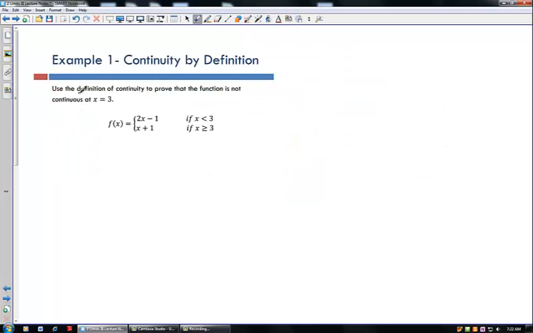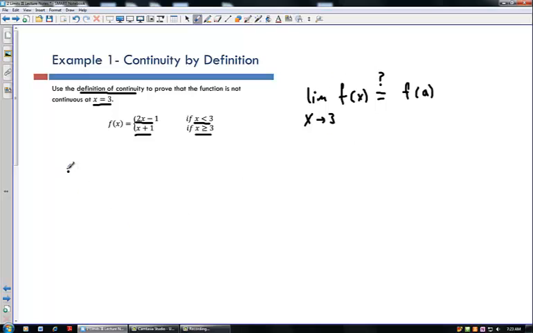Okay, so here I want to use the definition of continuity to prove that a function is not continuous at x equals 3. So the idea is I want to look at this limit as x goes to 3 of f of x and see, is it equal to, question mark, the actual value, f of a. If it is, it's continuous. If it's not, it's not continuous. And now the problem with this at 3 is you have this piecewise defined function. When it's less than 3, you use this piece, whereas when it's greater than 3, you use the bottom piece.